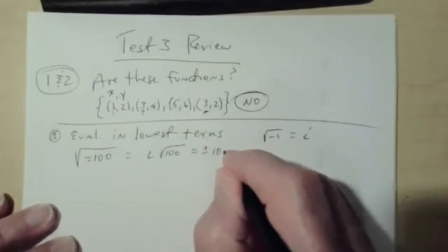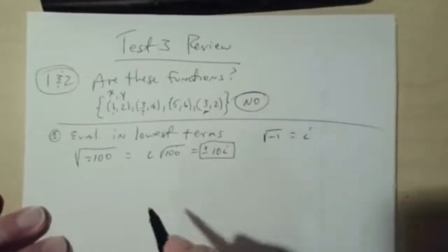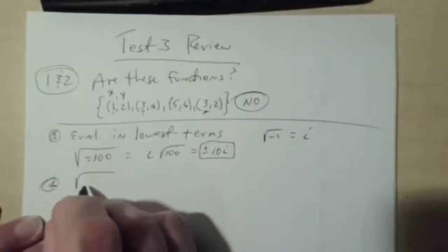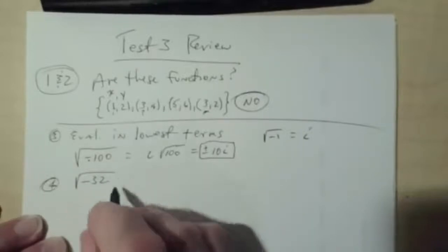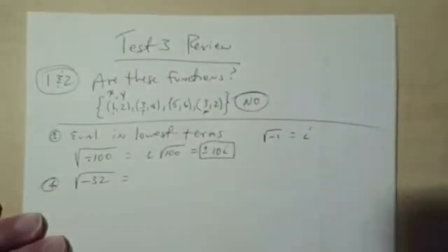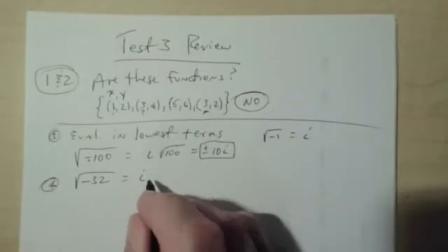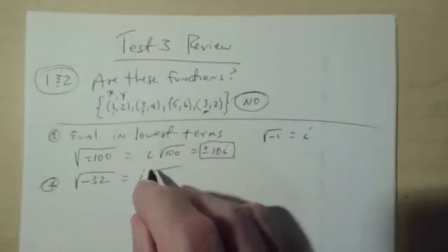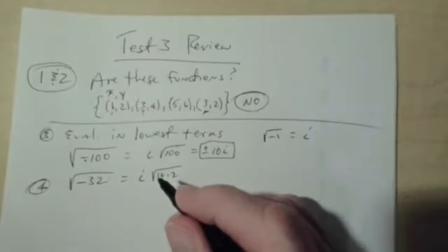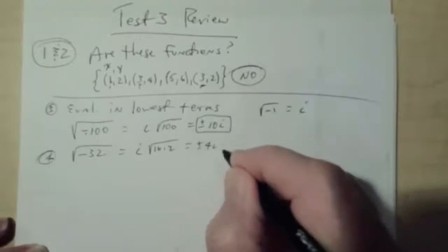Well, that's it. Number 4, basically the same problem except it needs to be factored. Is there a factor of 32 where one of the factors is a perfect square? Yes. This is i, and the negative goes away. Square root of 16 times 2, because 16 times 2 is 32. And the square root of 16 is 4, so plus or minus 4i square root 2. Once you take the square root of it, it comes out of the radical.